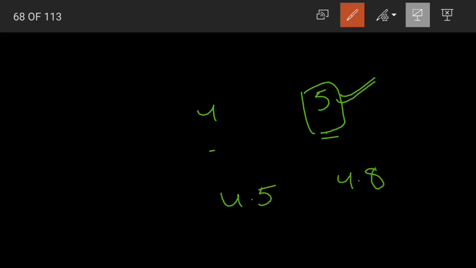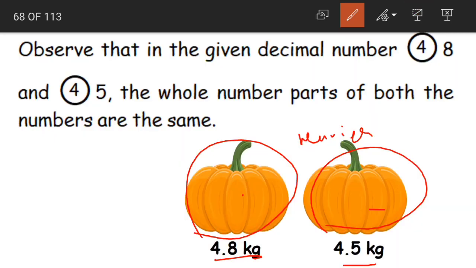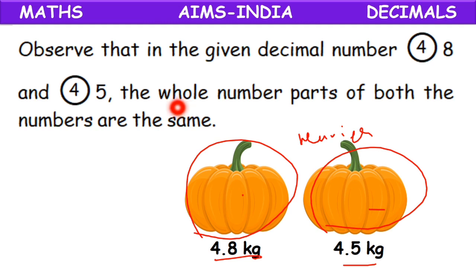Suppose it was 4 kgs and 5 kgs, we know that 5 is the bigger number here. So we would have said the pumpkin that is weighing 5 kgs is heavier. But here we have decimal numbers, 4.5 and 4.8. We do not know how to compare them, right? So that is what we are going to learn now.